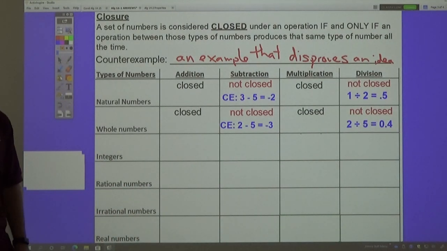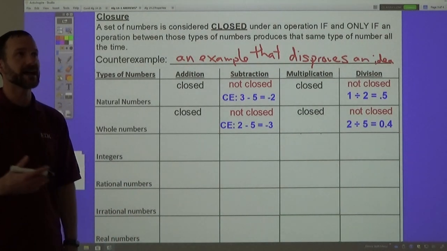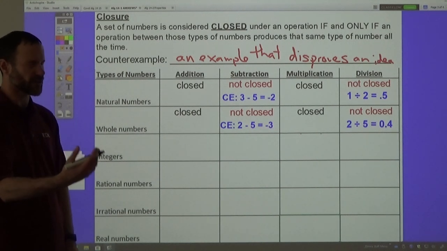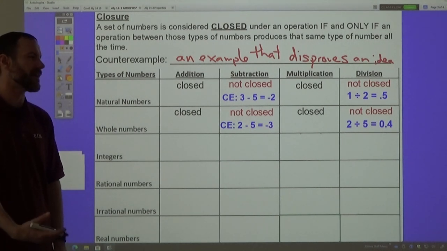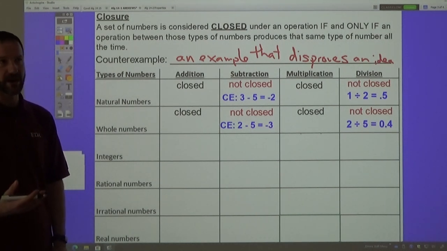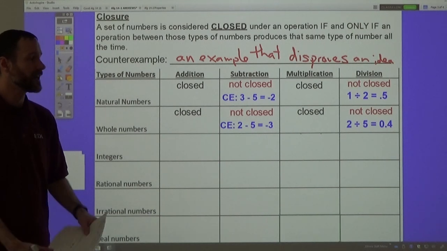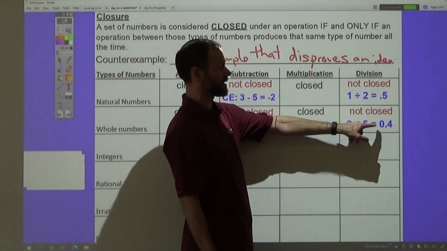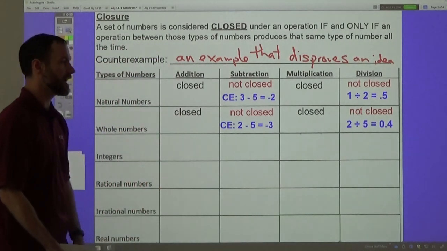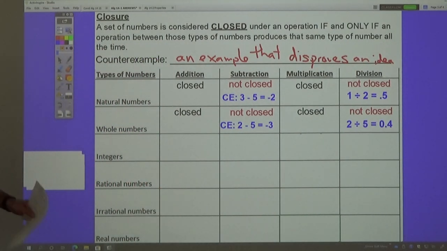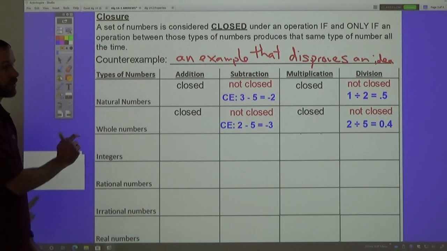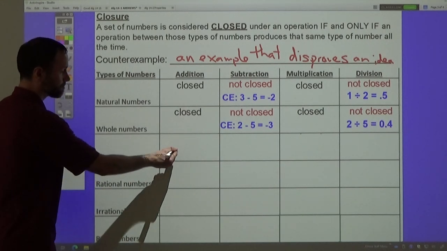They all fall within whole numbers. Division is not closed. Yes, you can do 10 divided by 5, which is 2. You can do 20 divided by 4, which is 5. But if you do a smaller divided by a bigger, you're going to get a decimal answer, and that is not in the set of whole numbers, because decimals can't be in there.